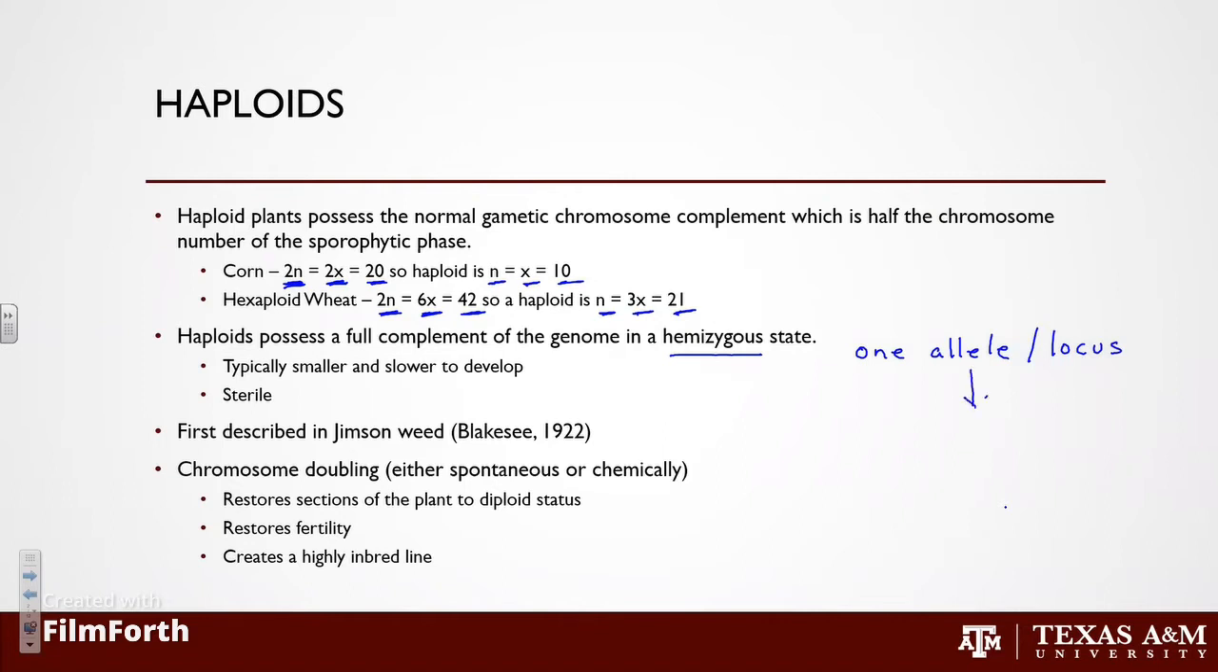We have to go from this 21 chromosomes with one allele per locus to a 42 with two alleles per locus. And this is the appeal of a doubled haploid. If you start with only one allele per locus and you double that, by definition, you are going to create a completely inbred line, and it should restore fertility to that plant. And if you can produce an inbred line in one generation, contrast that to self-pollination for several generations to complete that. It saves time.